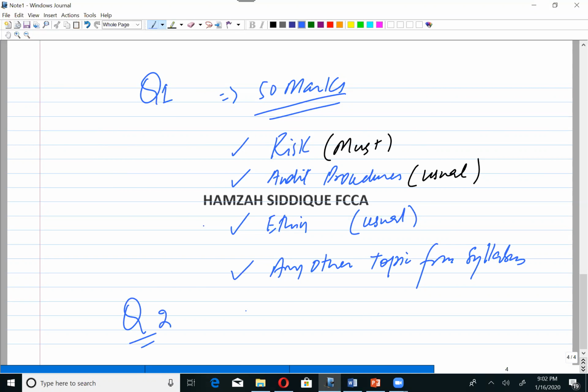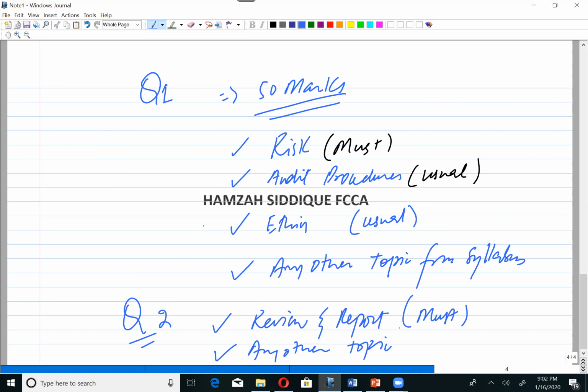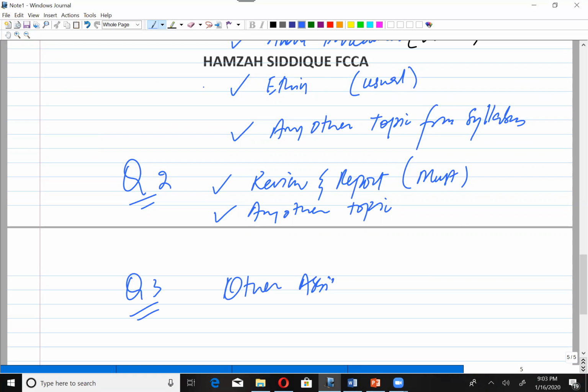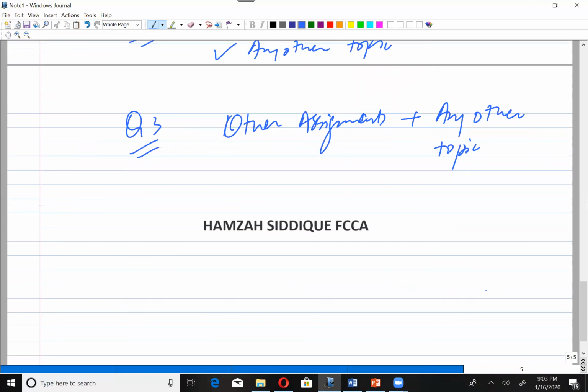Question number two: one part is from review and report, must, and any other topic along with it can be tested. Question number three is other assignments, plus any other topic can be tested over here. So students, this is the whole paper and the whole syllabus in front of you.